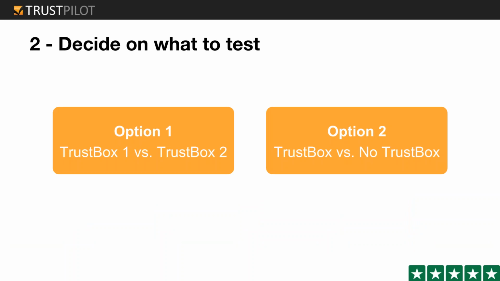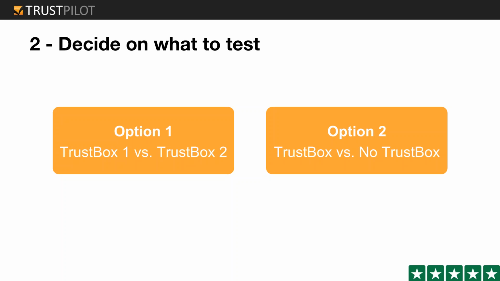what to actually test. So if the business is an existing Trustpilot user, they may already have a trust box in place on their website. And in that case, option one that you can see on screen here would be the best option to go for, which would be testing their existing trust box against potentially a different trust box. And within option one, the other possibility would be to test Trustbox 1 with particular review content versus Trustbox 2, which you may decide to have slightly different review content in to see if the actual content of reviews has an impact on the conversions.